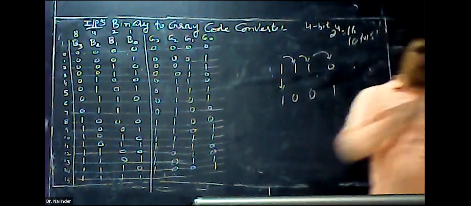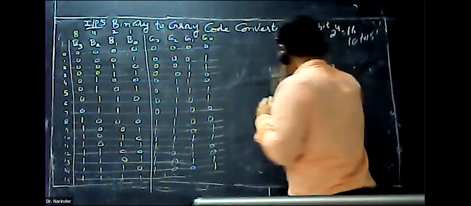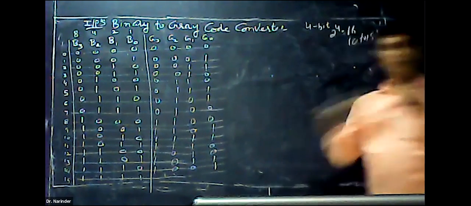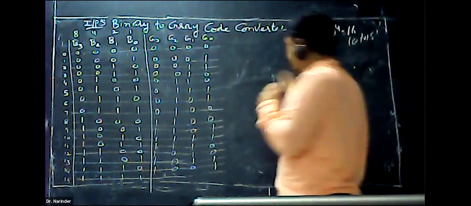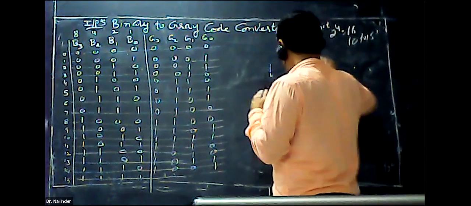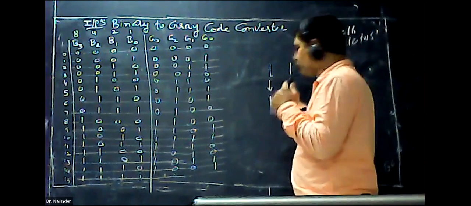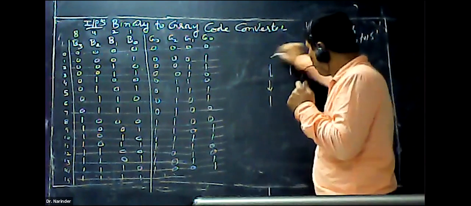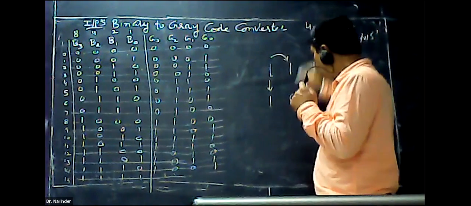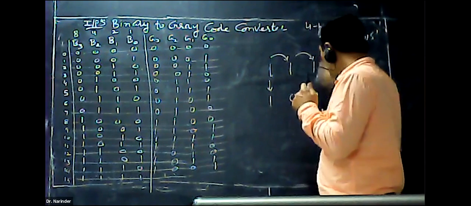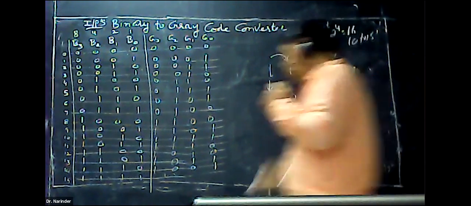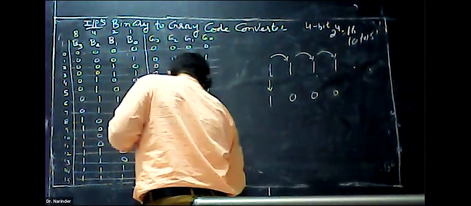Next is 15. Here 1, 1, 1, 1. First one, MSB, is 1. 1 plus 1 is 0. 1 plus 1 is 0. 1 plus 1 is 0. So write here 1, 0, 0, 0.